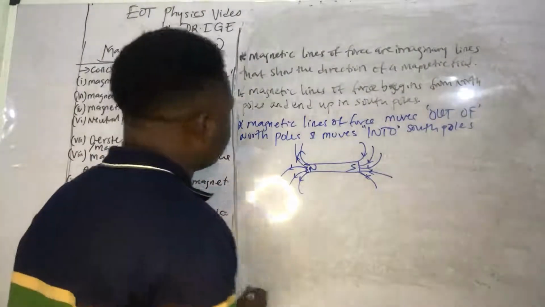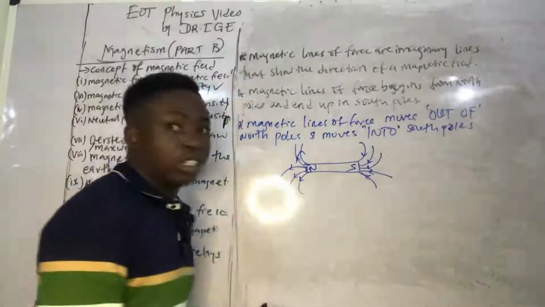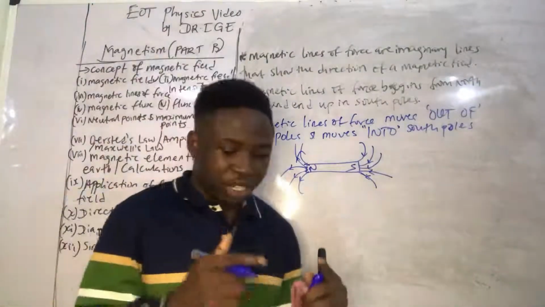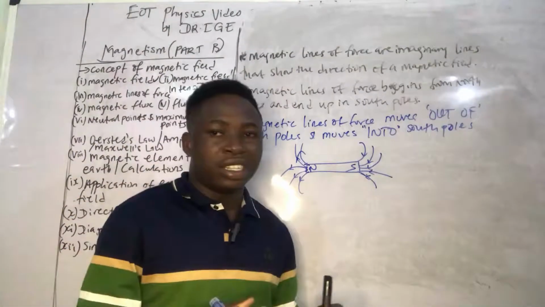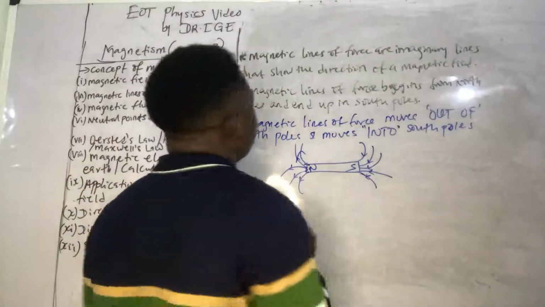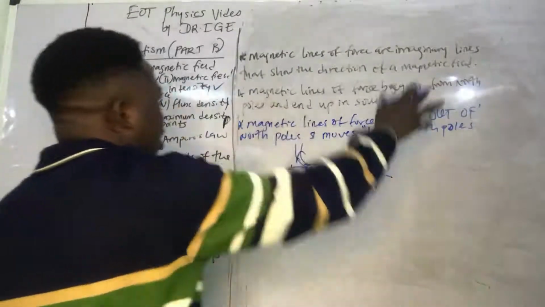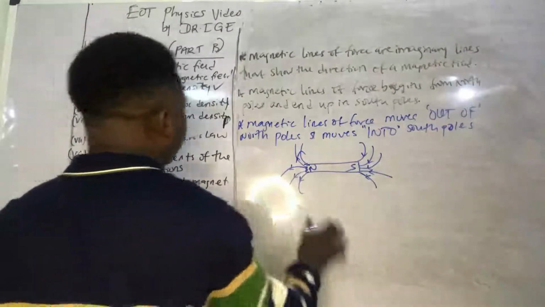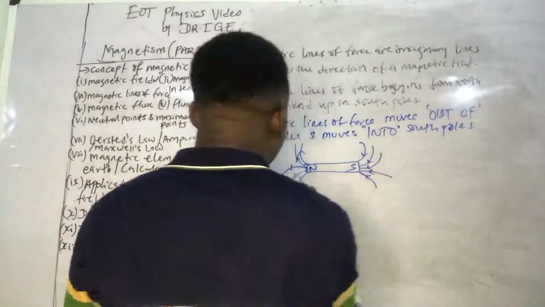So all these lines, they are what are called magnetic lines of force. And what you have to know is that they are imaginary, so they don't really exist. That's why when you put two magnets together, they attract or repel, and you don't see lines everywhere. These lines are actually imaginary. I said they show the direction of a magnetic field. Yeah, this direction they are pointing. Magnetic lines of force begin from the north pole.